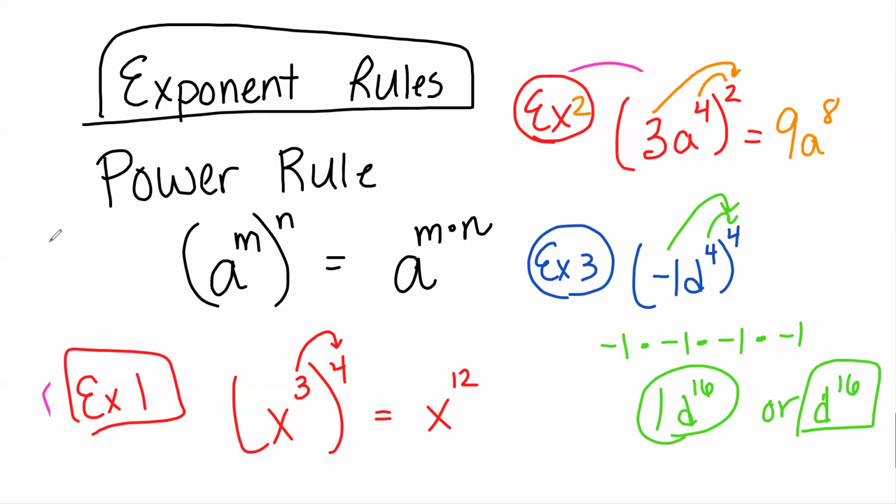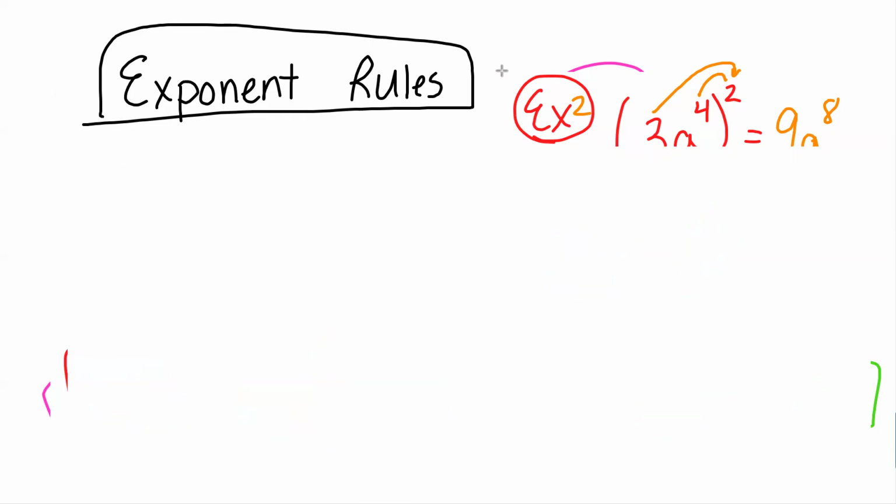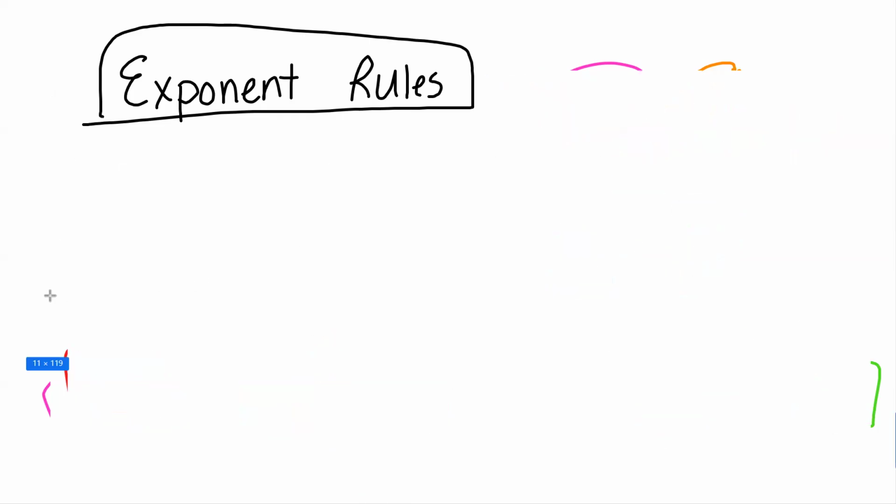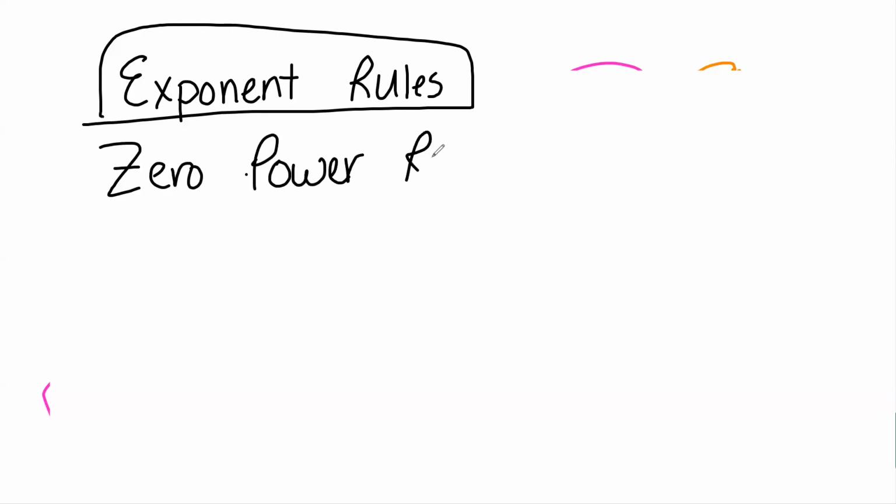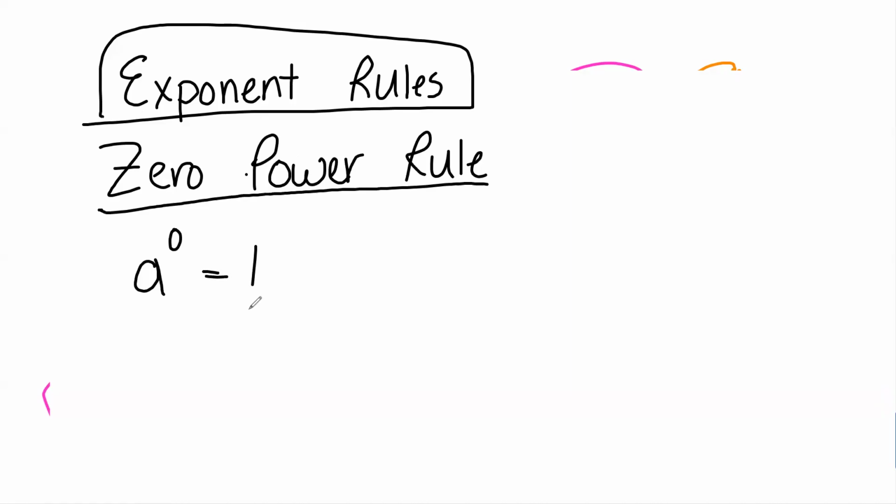Next one I would like to talk to you about is zero power. I should have done this with quotient rule, but it's okay. So this is called the zero power rule. Alrighty. So anything to the 0 is 1. You would think it would be 0. It would make good sense to be 0, but it's 1.